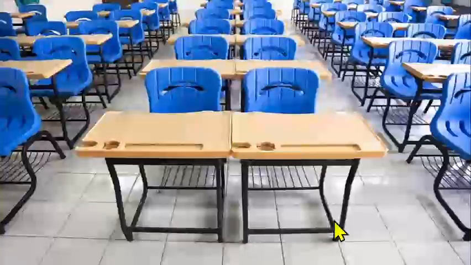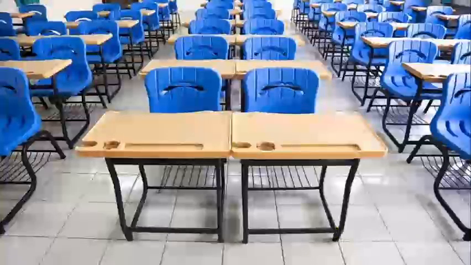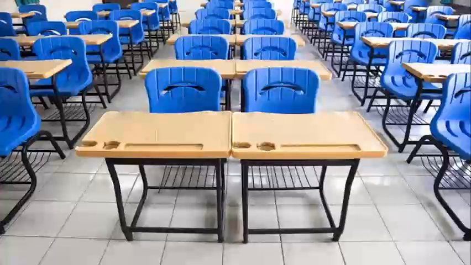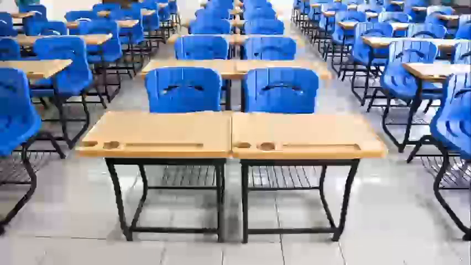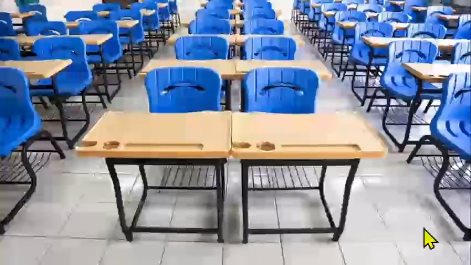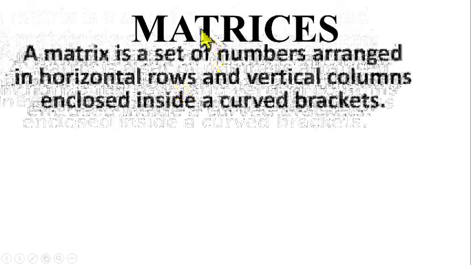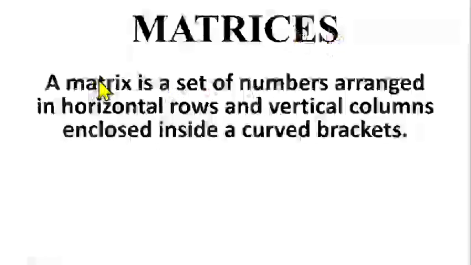Now I want to believe that you know how to identify a row and how to identify a column in the arrangement of things. So having known that, we can now go to matrix and see what matrix is all about. Having understood what rows and columns are and how you can differentiate between them, let's talk about matrix. Matrices is plural, matrix is singular.